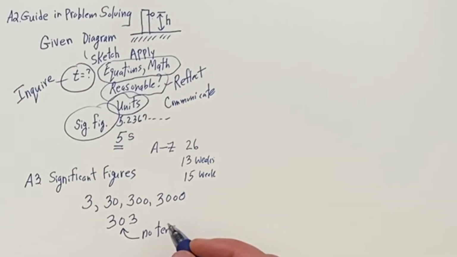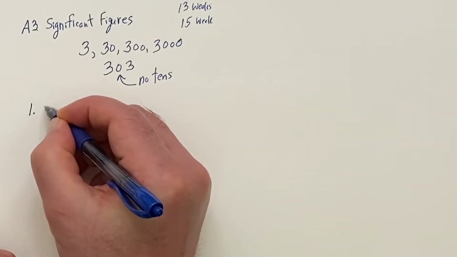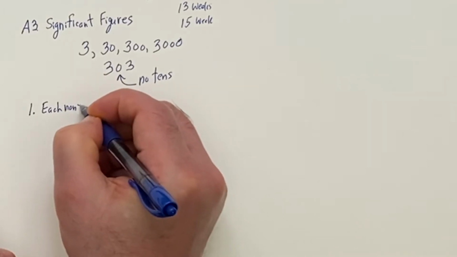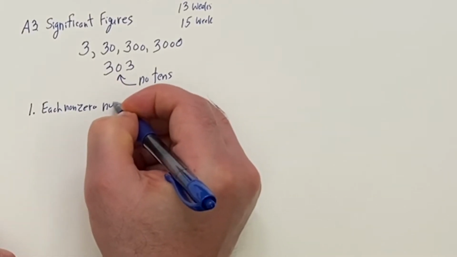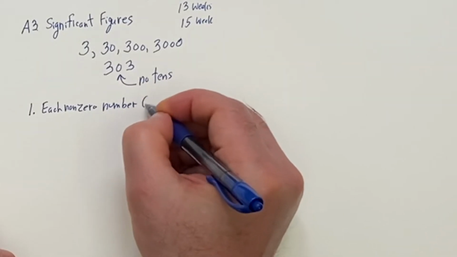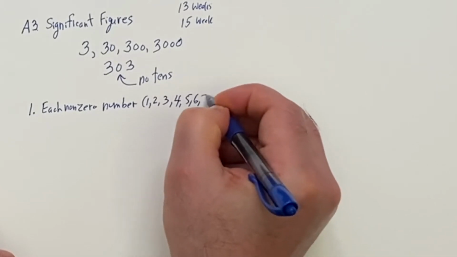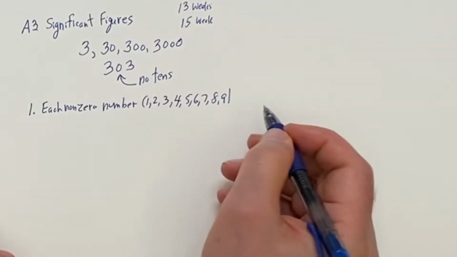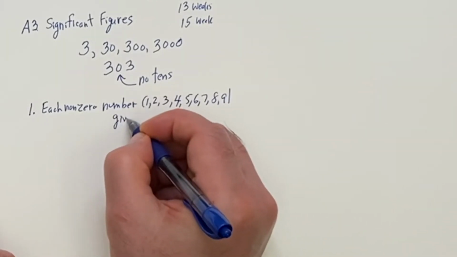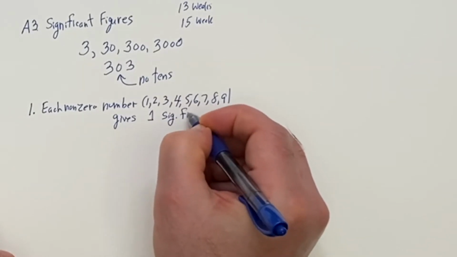So here we can start a little list of rules. 1, each non-zero number, in other words, 1, 2, 3, 4, 5, 6, 7, 8, and 9, each gives one significant figure.